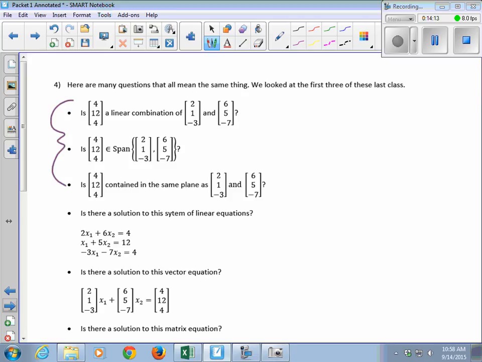All right, here's a bunch more ways that I can ask that same question. Is there a solution to this system of linear equations? Is there a solution to this vector equation?